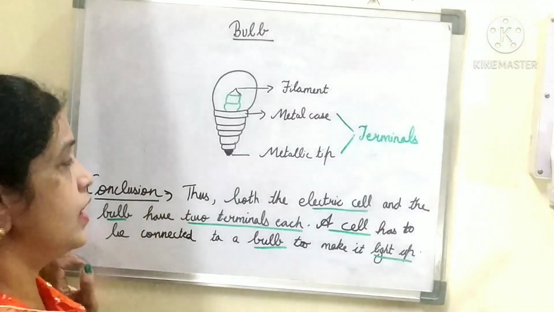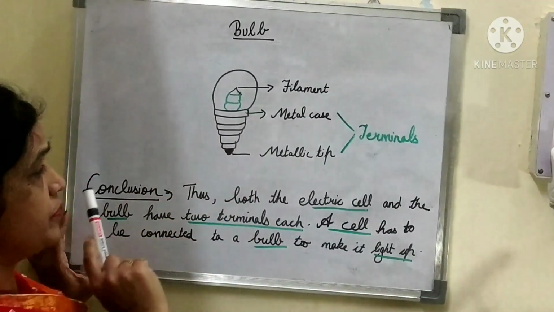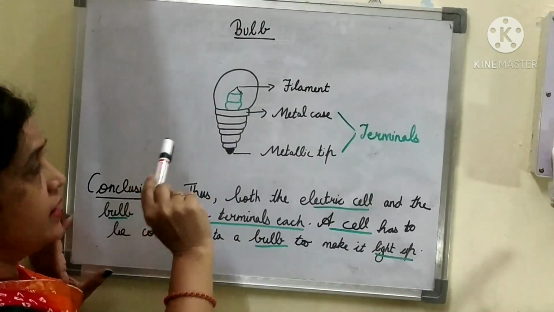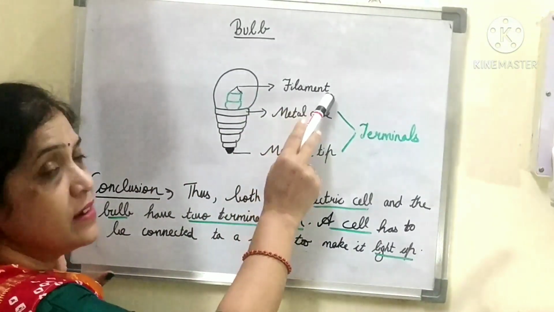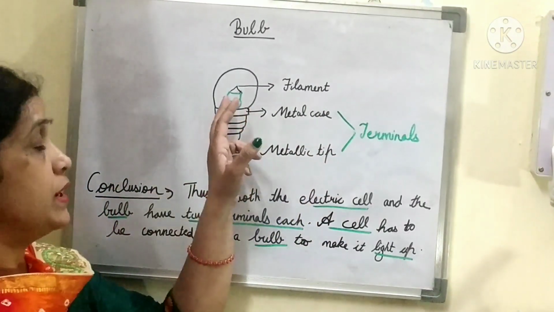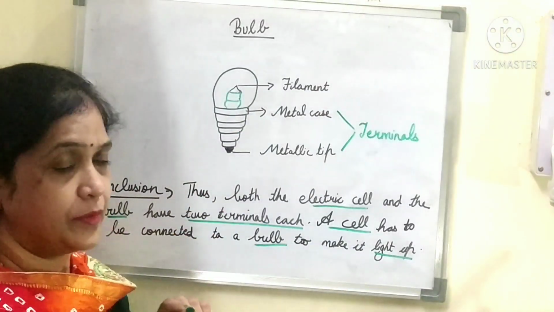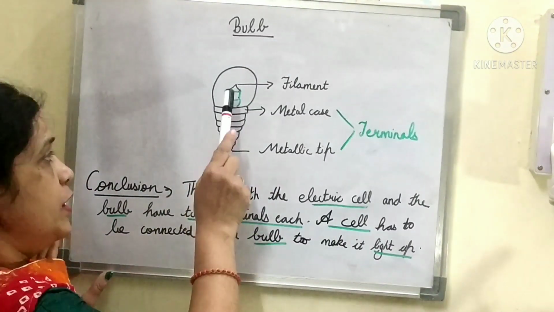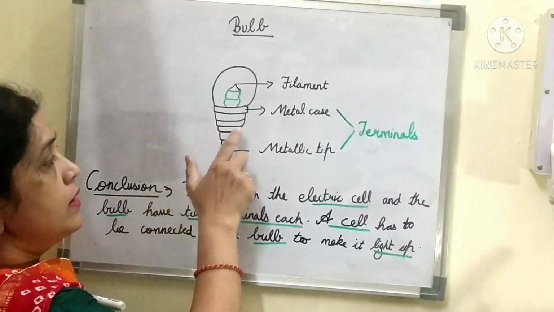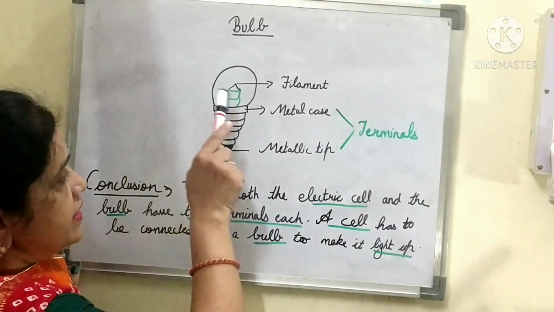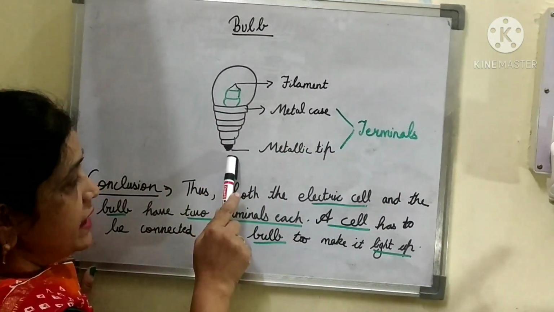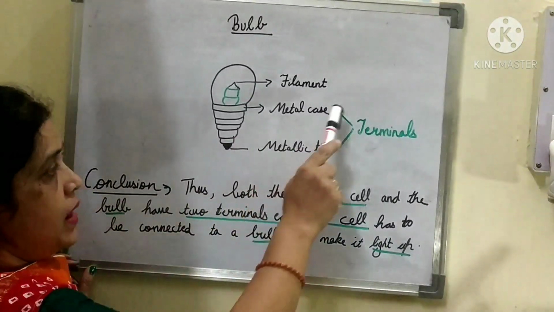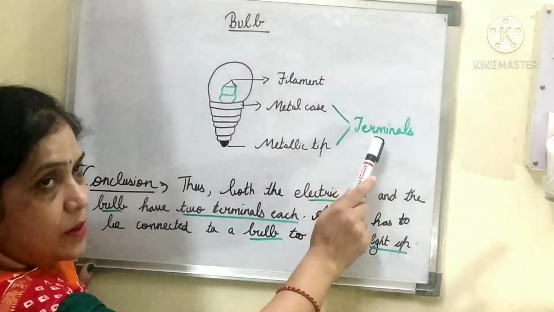Now, see this bulb. What is inside a bulb? A bulb has a thin wire inside, known as the filament. It is this filament which gives off the light. This filament is connected to two thicker wires. One thicker wire is connected to the metal case and the other thicker wire is connected to the metallic tip. The metal case and the metallic tip are the two terminals of the bulb.